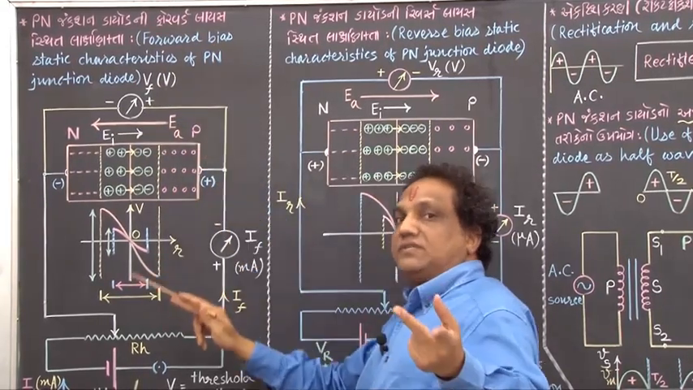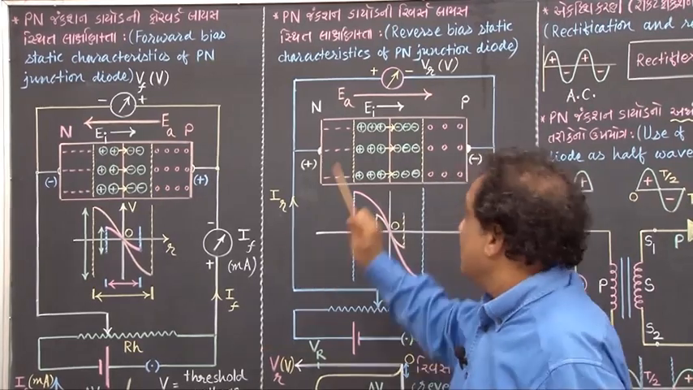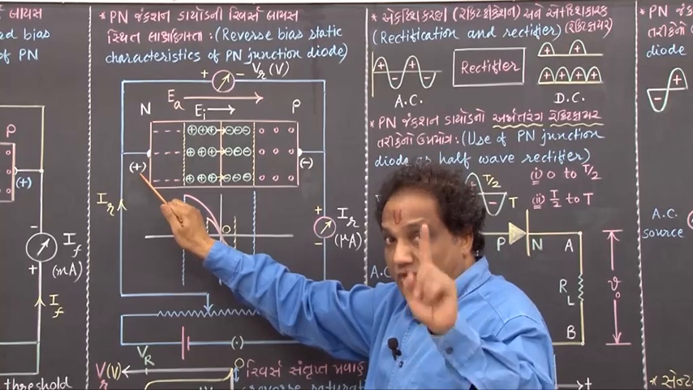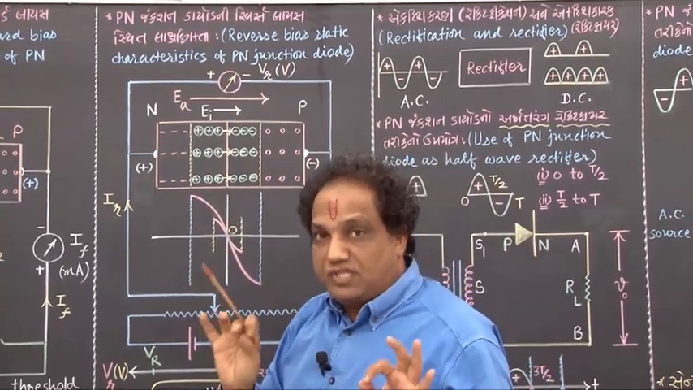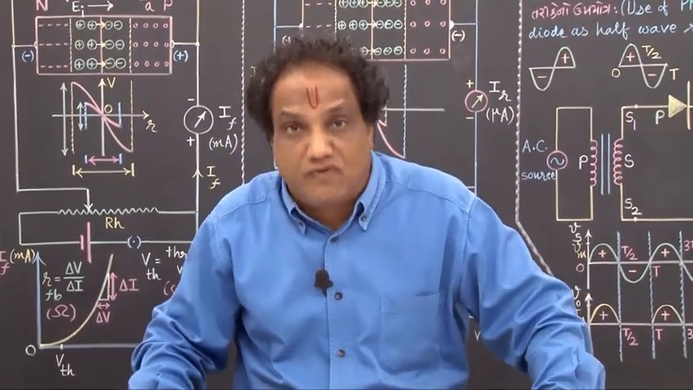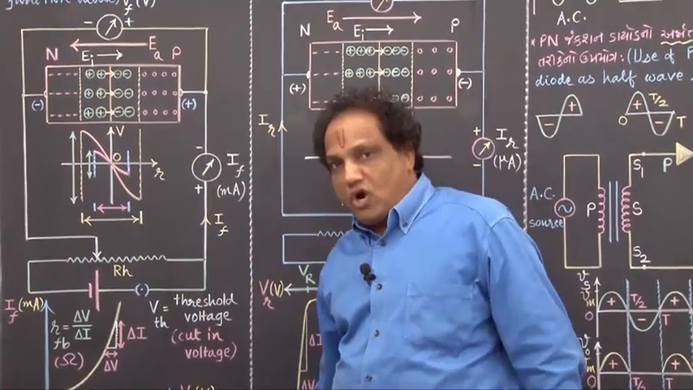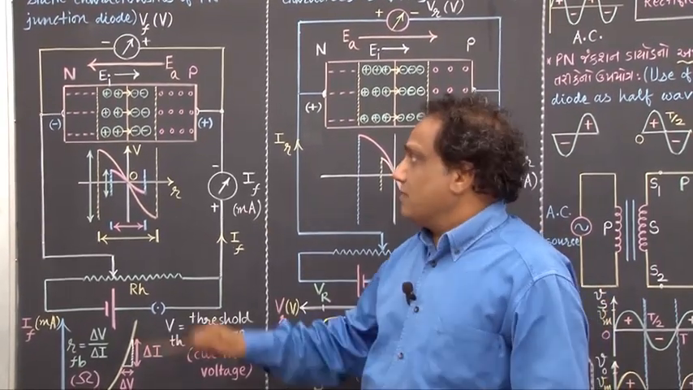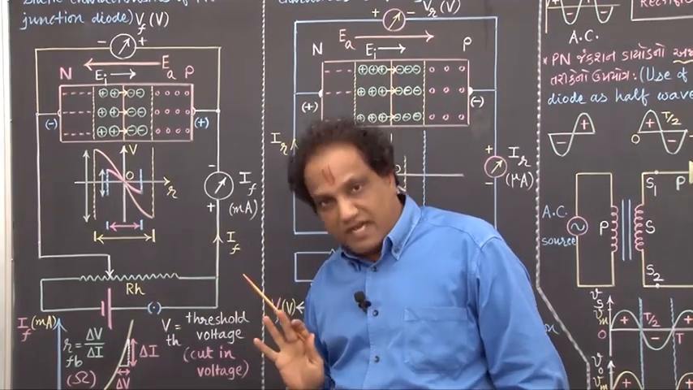And if you connect in a reverse way, P with negative and N with positive, then it is called reverse bias. Let us see both these conditions one by one. First of all, we would like to discuss the forward bias condition. In order to plot the forward bias static characteristics of a PN junction diode, we are supposed to connect the diode in this circuit as shown in the diagram.